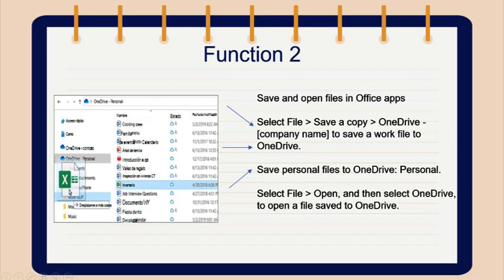Save and open files in Office apps. Select File, then Save a copy, then OneDrive, to save a work file on OneDrive. Save personal files to OneDrive, Personal. Select File, then Open, and then select OneDrive, to open a file saved to OneDrive.